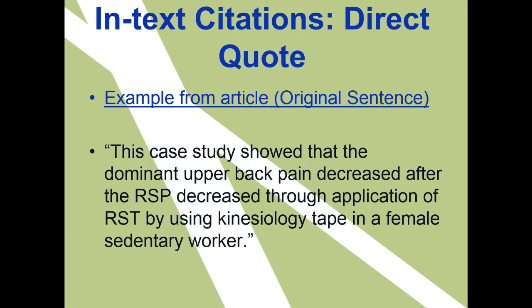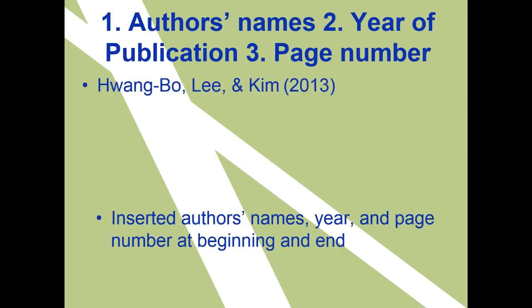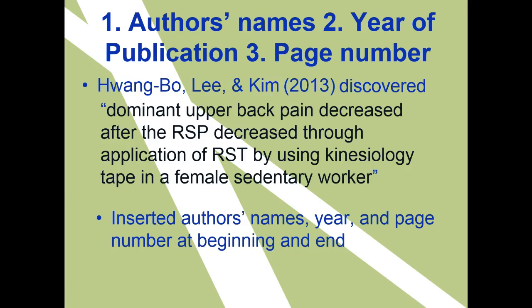So imagine that this is the direct quote that we want to use in our paper. This case study showed that the dominant upper back pain decreased after RSP decreased through the application of RST by using kinesiology tape in a female sedentary worker. So that's our quote. How are we going to go about making sure we cite that in APA style? Well, here's certainly one way to do it. We could start the sentence off by saying Hangbo, Lee, and Kim, and then in parentheses put the year. Discovered, quote marks, you can see there, dominant upper back pain, blah, blah, blah, blah, blah, and then quote marks ending the quote.